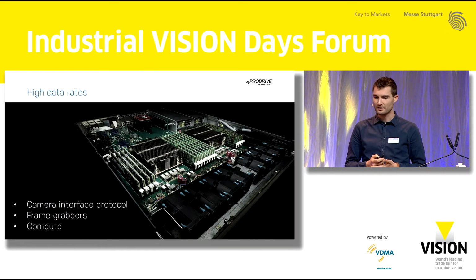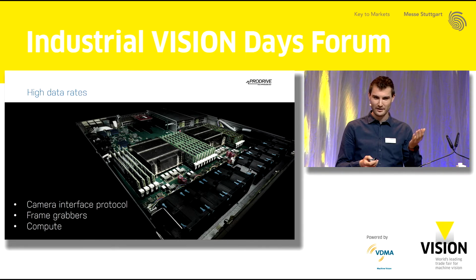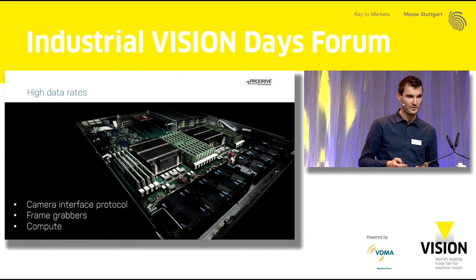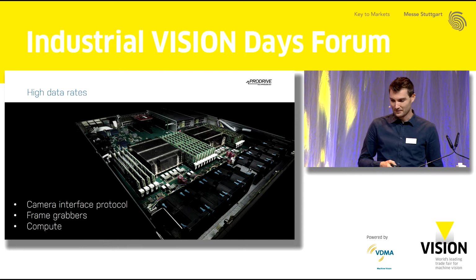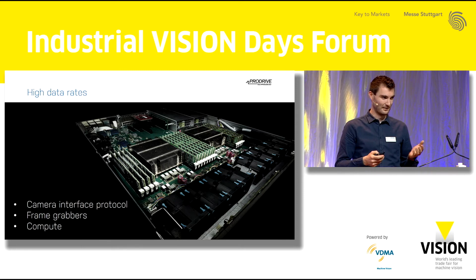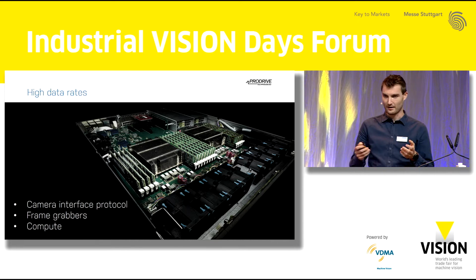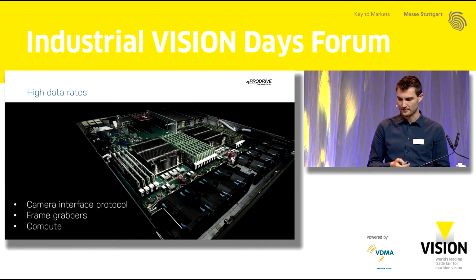So I introduced high data rates already. So we now have an image sensor with a high data rate. We got it inside the camera somewhere in a processor or an FPGA, but now we need to get the data out. And then you need to think about the camera interface protocol. You need to think about frame grabbers and also the compute platform. How can you process that massive amount of data?